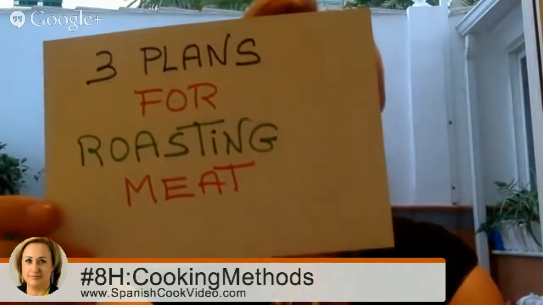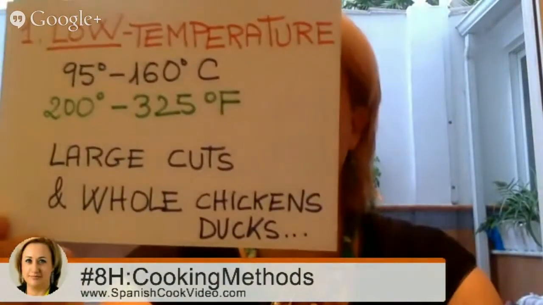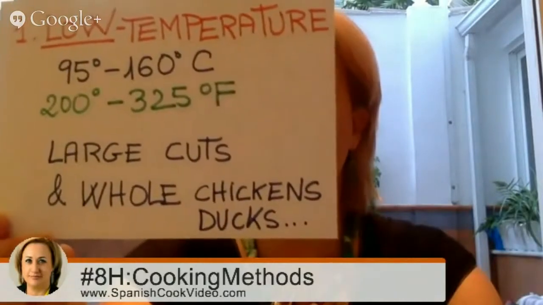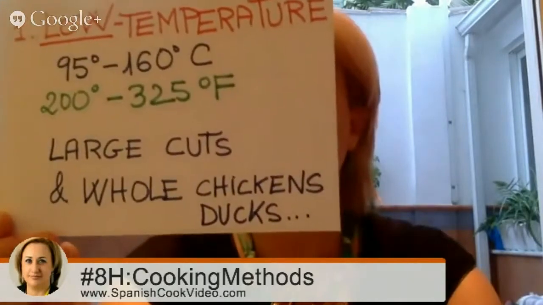Let's see them. We can cook at a low temperature, between 95 and 160 centigrade, or in Fahrenheit between 200 and 325 Fahrenheit. This low temperature is best for cooking large cuts of meat and whole chickens. The benefits: there is less moisture loss and a more tender product. Collagen that makes meat tough is dissolved in slow cooking.